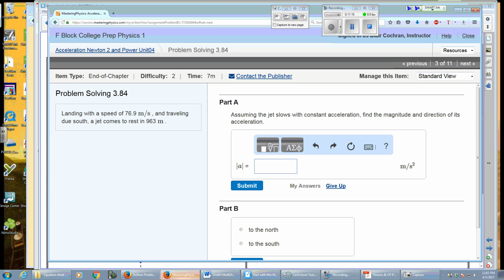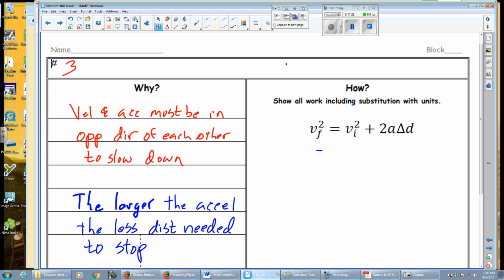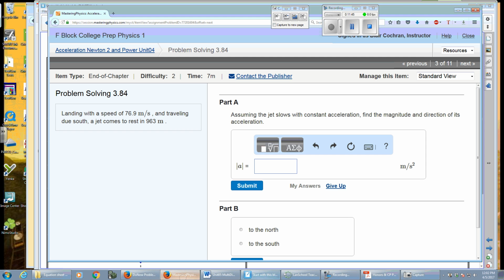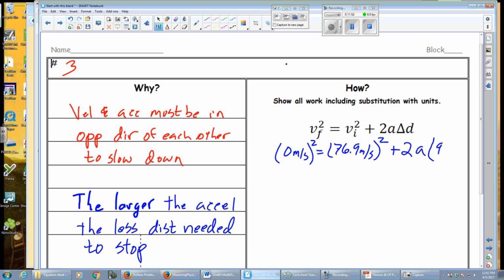They tell me the initial speed, 76.9 meters per second. So that would be in here, 76.9 meters per second. I'm not going to forget that squared term. Plus, they told me the end one, 0. I don't know a. And then they tell me the distance, 963 meters. Nice. They didn't even mess with units on me, right?